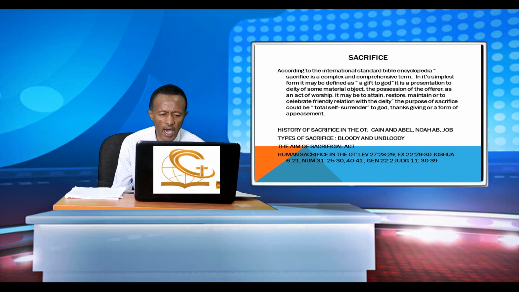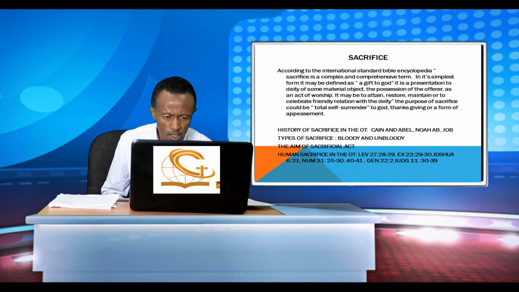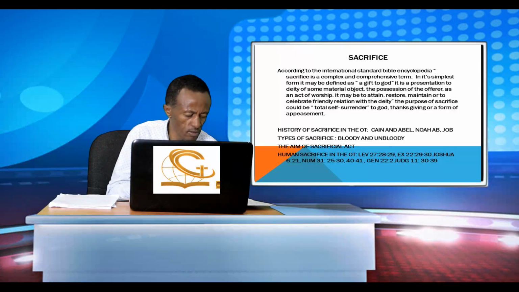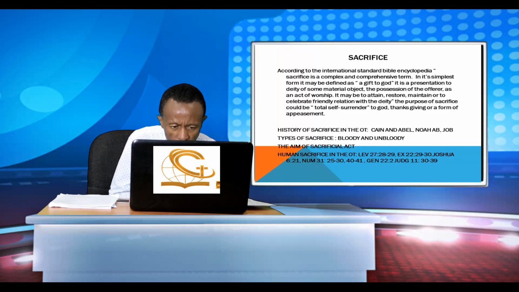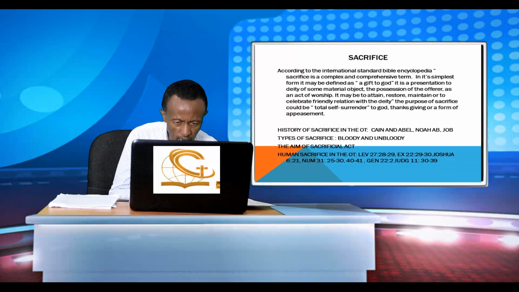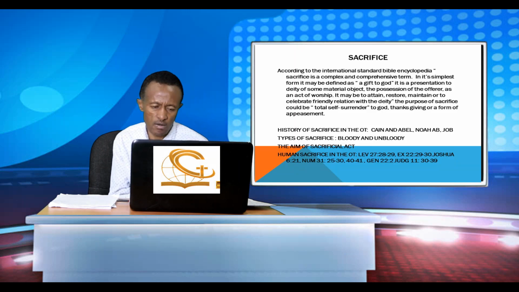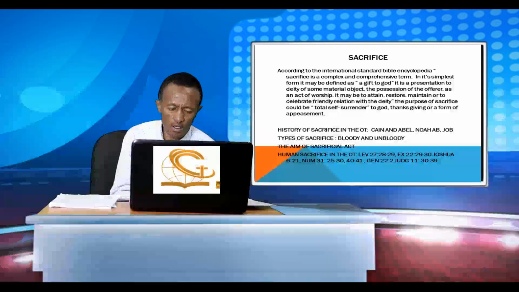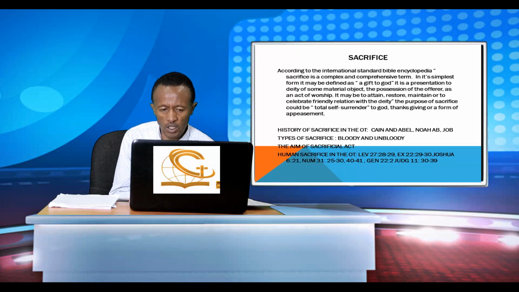So these are the types of offerings that the Israelites did during their time, as the narrative of the Old Testament books indicates. The next one is the aim of the sacrificial act. As I told you before, it indicates the total submission, the total surrender of somebody to his deity. According to our class, the Old Testament people, the Israelites, submit themselves. They indicate by sacrifice their submission, their surrender.